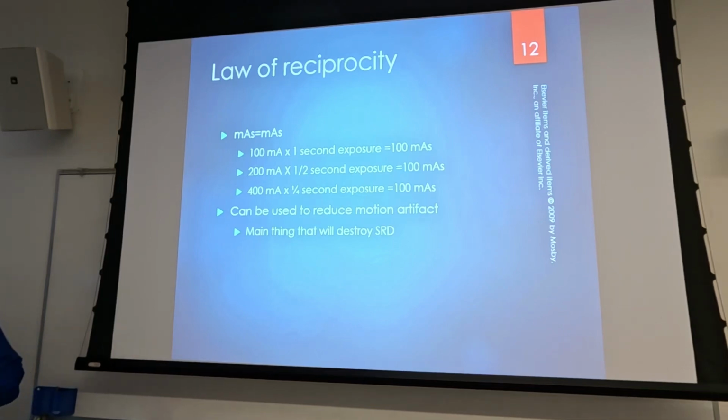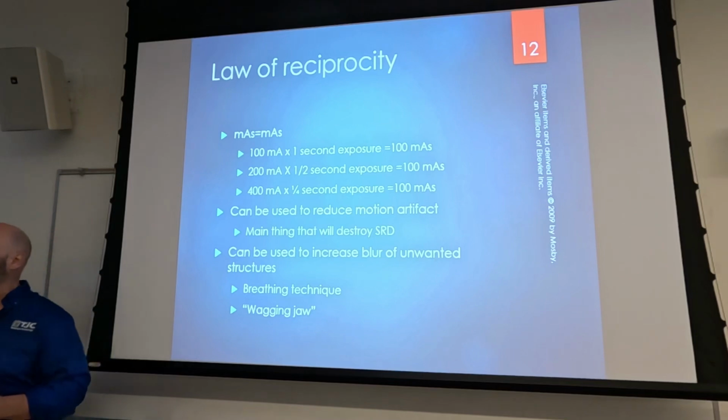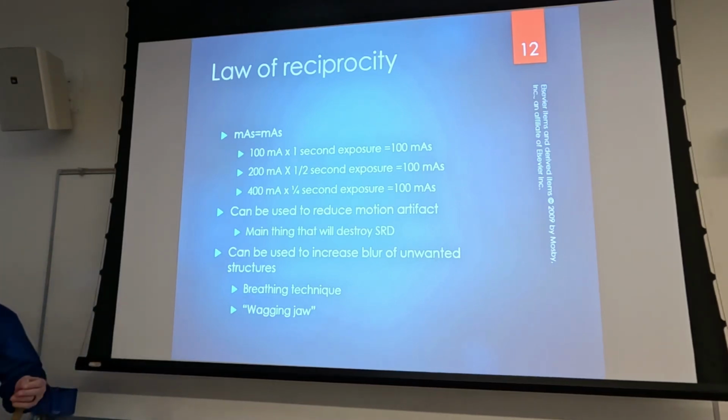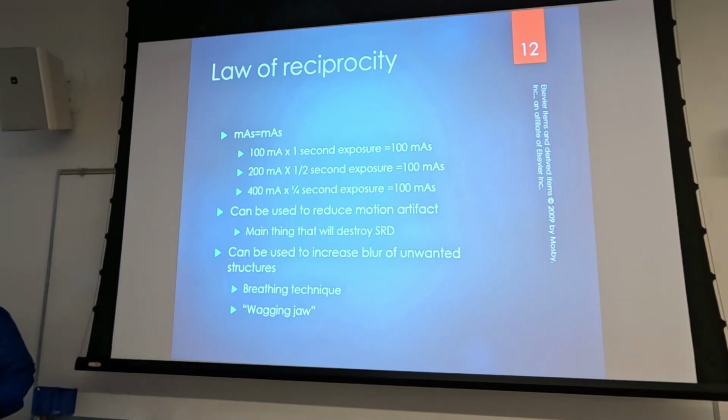All right, so we can use it to limit motion, but we can also use it to our advantage. If we want a breathing technique, then we'd use reciprocity and kind of go in the opposite direction. So you shoot a lateral T-spine on a patient, and the lung markings are such that you can't really make out the vertebra all that well. But your image receptor exposure was good. You can use reciprocity, reduce the mA, increase the time, and use breathing technique.